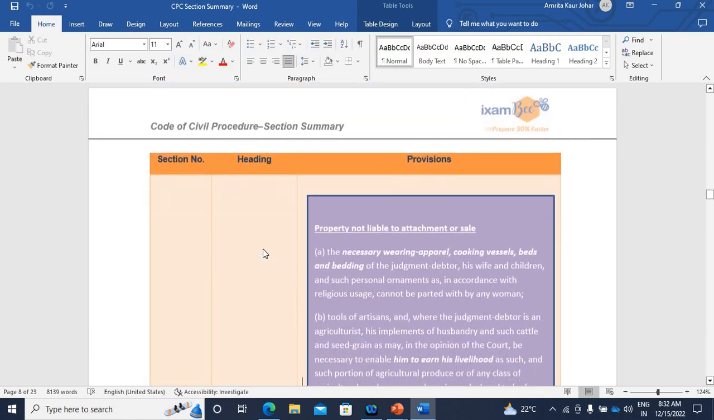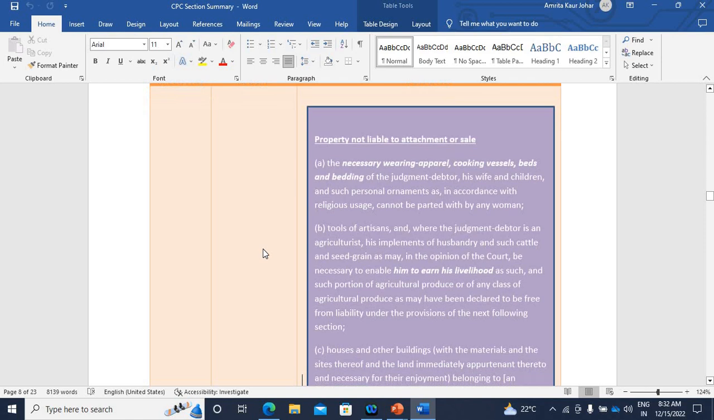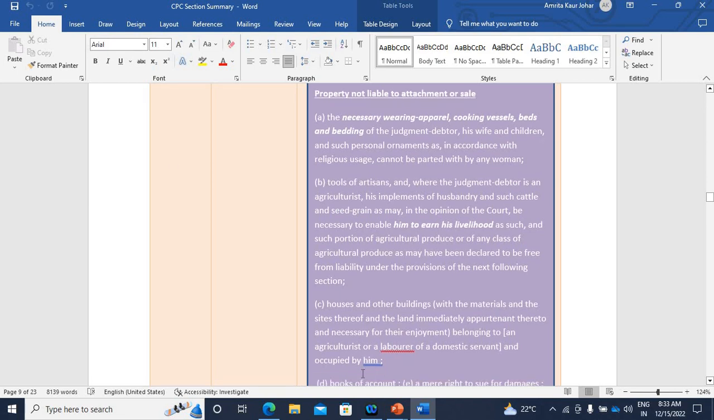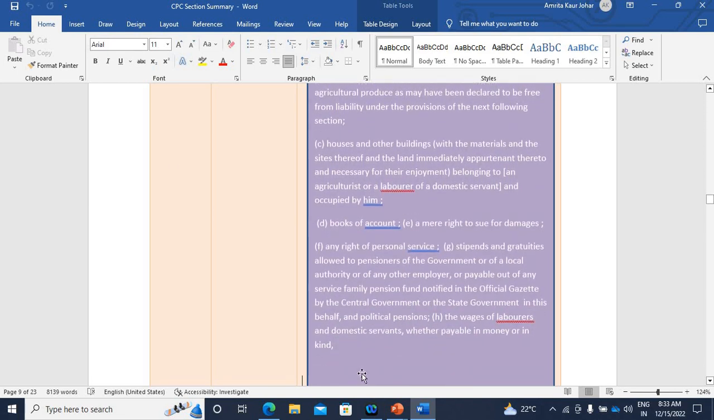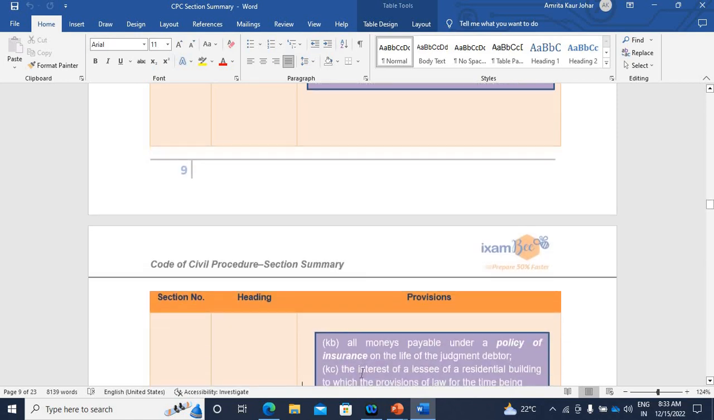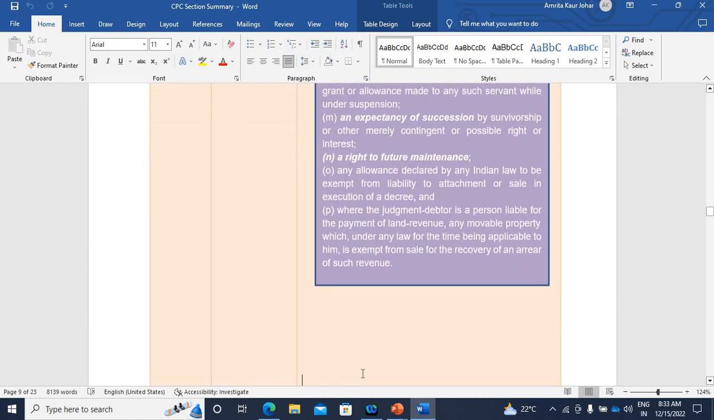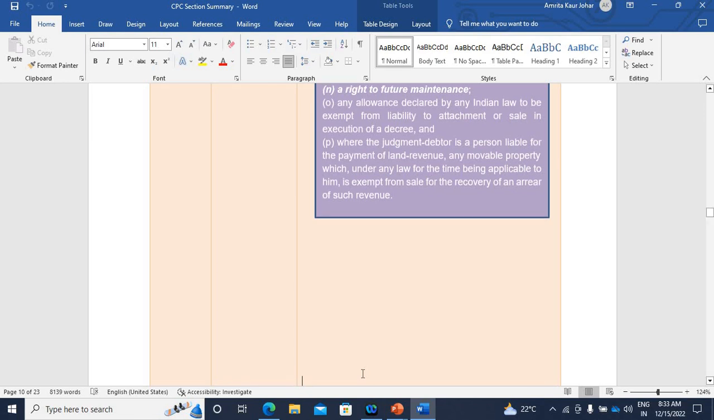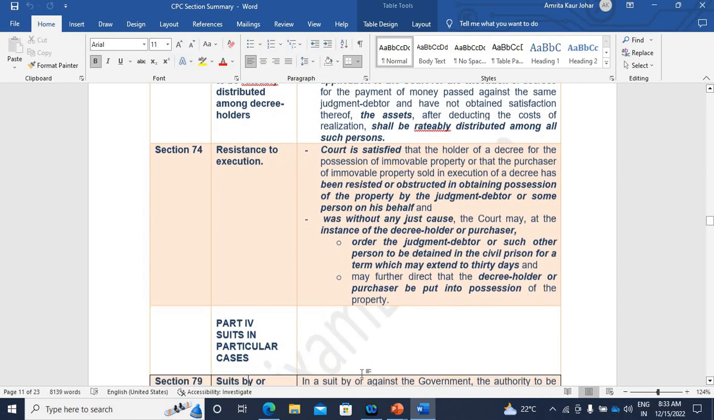And property that is not liable to be attached or sold is, suppose for example, the necessary wearing apparel, cooking vessels, all these things cannot be attached or sold. So ये सारी चीज़ें आपको पता होनी चाहिए. एग्जीक्यूशन में से सेक्शन 60 भी काफ़ी इम्पॉर्टेंट है. It is a big section, but if you understand the concept or logic behind the things that are being attached and things that are not being attached, then you can easily answer questions relating to that.